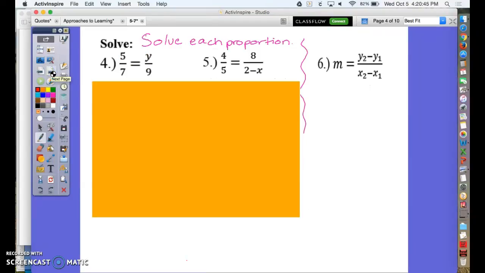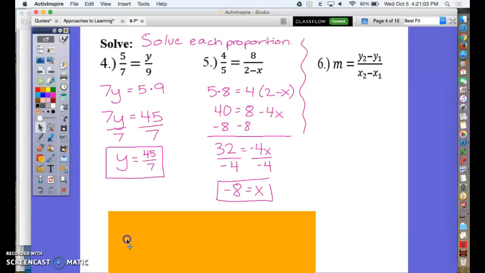So we're going to learn a new form today, and it's going to be the point slope form. But to kind of intro into it, I want you to solve these two proportions, numbers 4 and 5. So pause again and try solving these two proportions. Remember how we solve a proportion.